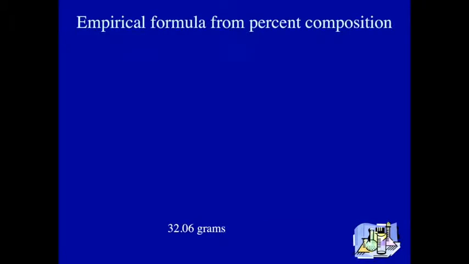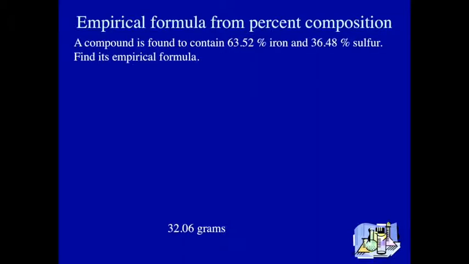So the first one is percent composition, and we do see that there is one value that will make sense a little bit later, and I forgot to put an animation on that one. So a compound is found to contain 63.52% iron and 36.48% sulfur. Find its empirical formula. As I said in my previous slide, we want to work with a mass that's easy to change from percentages to grams.